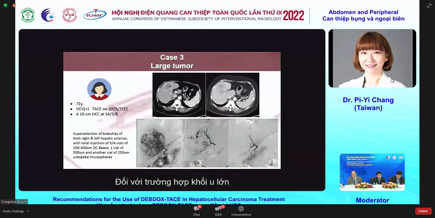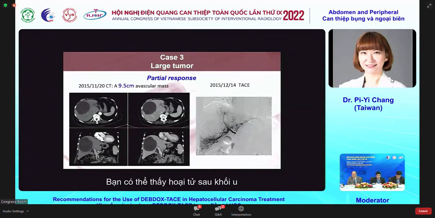For a large tumor case, such as this one, it's up to 10 centimeters, and it's located in segments 4, 5, and 8 of the liver. There is also vascular lake formation observed. After 2 times of DEBDOX-TACE, you can see the necrosis of the tumor and a vascular mass. So this is a partial response case.